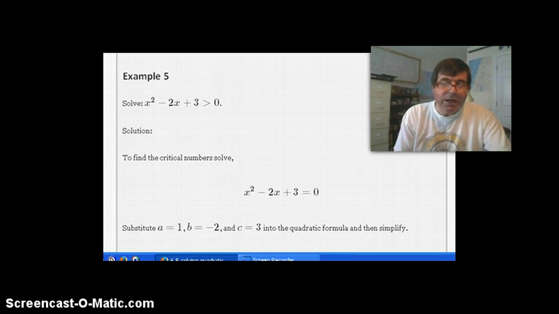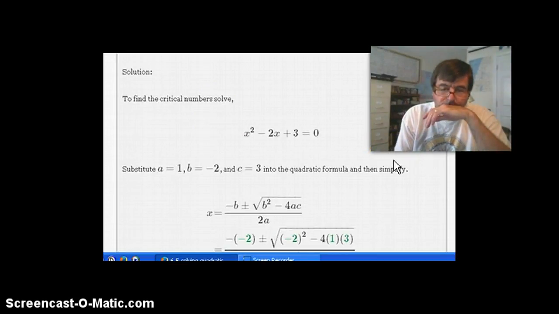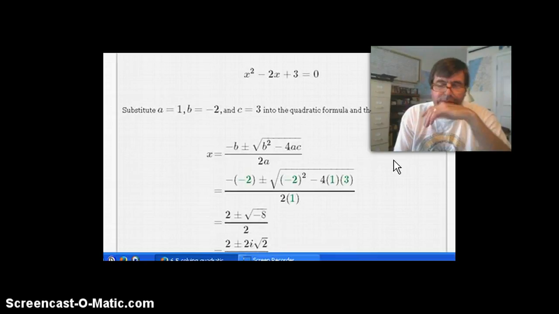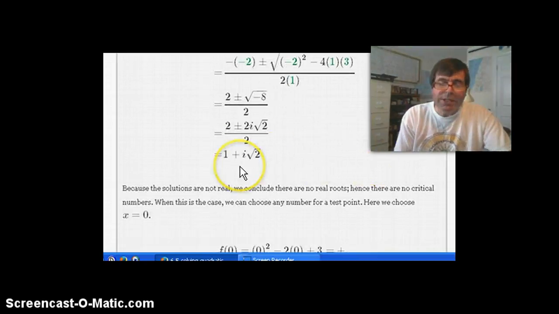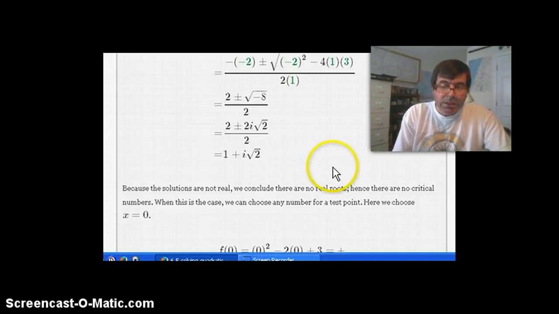Alright, example 5. Again, here I have a quadratic. I want to know where it's greater than or equal to 0. Well, you know, the problem here is we're trying to use a quadratic formula. Notice I get an answer here. This is a complex number. It's got the real and imaginary part. And you know what? You cannot graph imaginary numbers on a real number line. Okay? Imagine that.